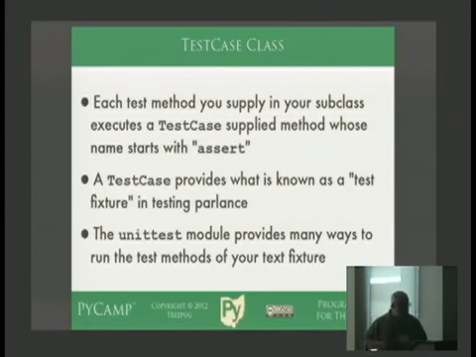Each of these test methods that you supply in your subclass will execute some other method that the TestCase class provides, and all these methods start with the string assert, A-S-S-E-R-T. So you provide methods that start with the string test, and then within those methods, TestCase provides you with methods that you can call that say assert something or other. So you subclass TestCase, you provide methods, and in return, TestCase provides you with methods to call within your test methods. When you write your subclass of it and instantiate that, this provides what's known as a test fixture in testing parlance.